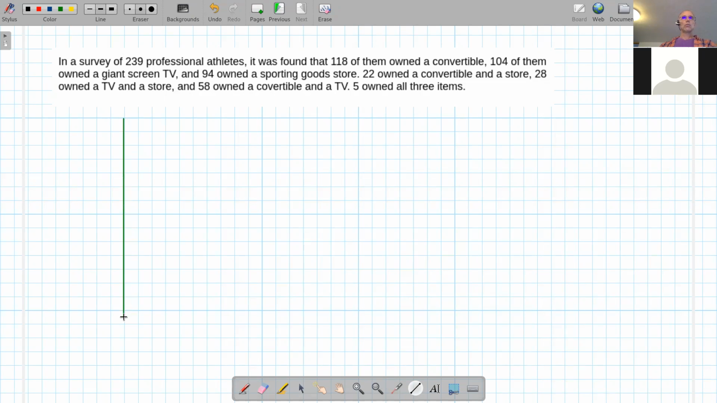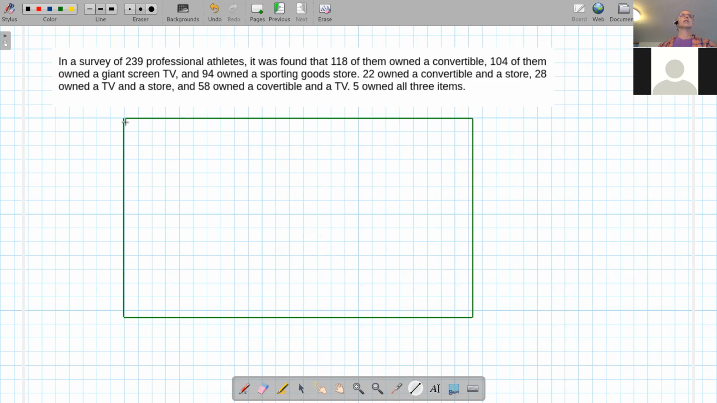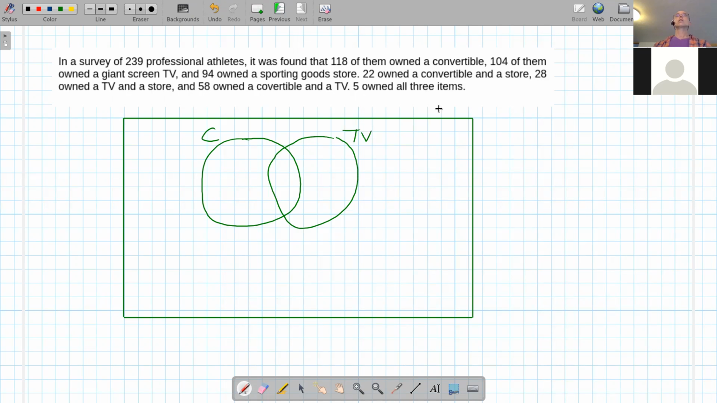So we got our universal set, which is all of our football players, or sorry, I don't know why I assumed football players, all our professional athletes, and then some circles. I'll do C for convertible, TV for TV, and S for store.